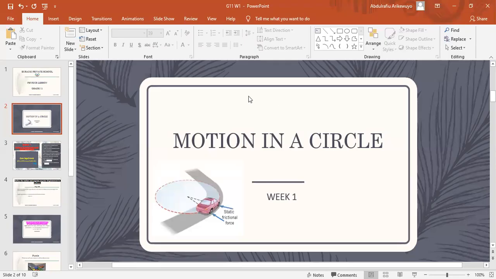Which one will be faster? Is it on the straight line or circular? Straight line. Yeah, straight line. So that is to tell you that the velocity will not be the same for straight line and for circular. That's very important, right? So that's why we need to learn how to calculate velocity for circular.